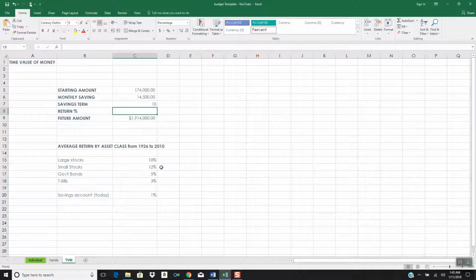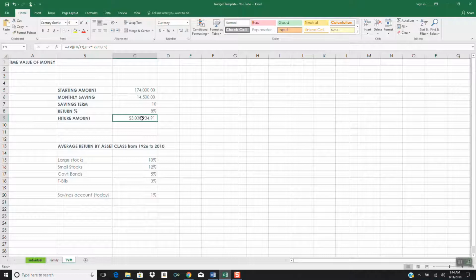And we can have an idea of what the possibility is just by looking at the past, right? This is what these asset classes earned over the period of 1926 to 2010. Now, what some of the experts say, and some of these guys are pretty good at what they do, is that a reasonable return on the overall stock market going forward is about 8%. So we'll put 8% here.